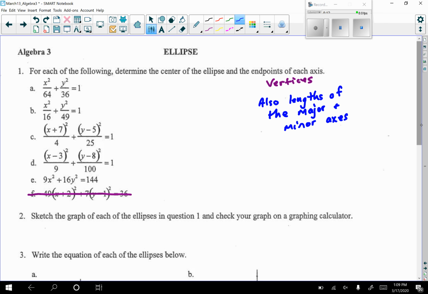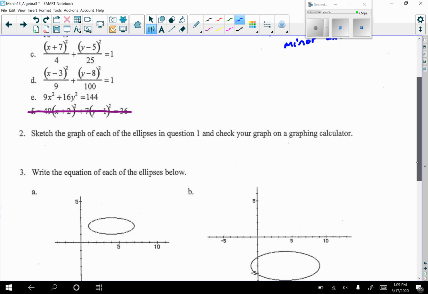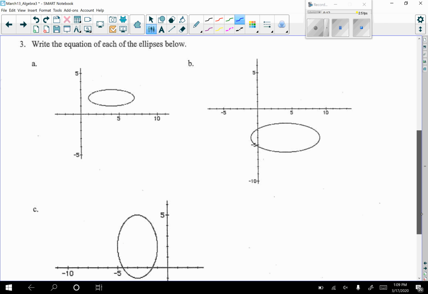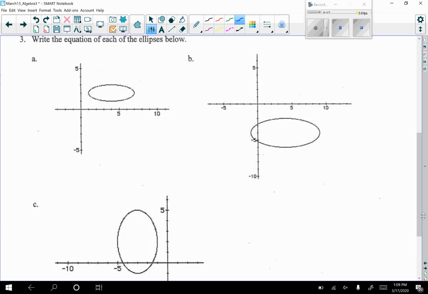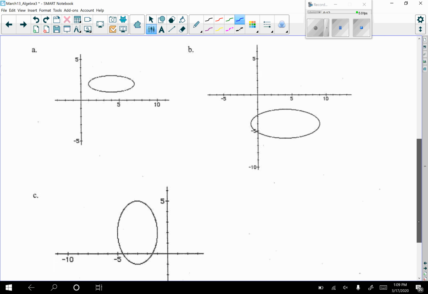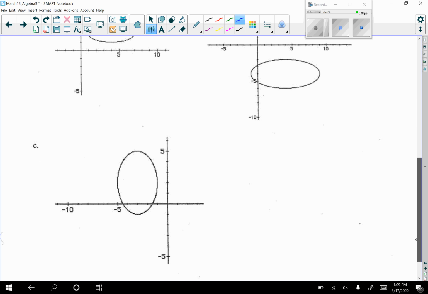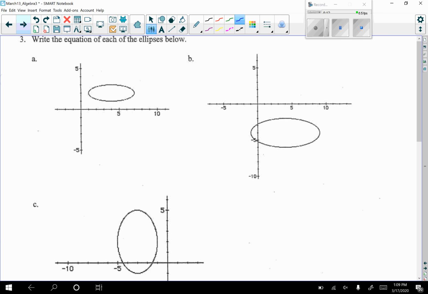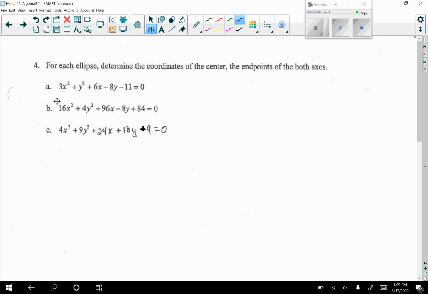Just to show you the rest of this, the lesson for tomorrow, we will be able to look at the equations or the graphs of ellipses already and then write the equations. So number 3 has 3 parts, and then the last page, 4, this is where we're going to get into completing the square to go from this general form to HK form, and then again be able to graph the ellipses as well. So I will put this worksheet as a separate PDF.